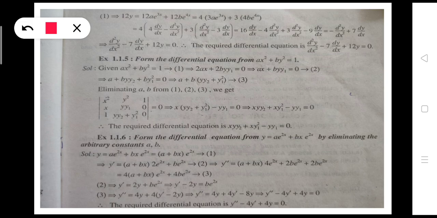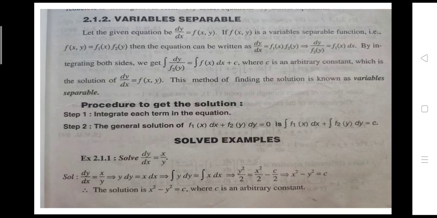From equation 3, y double dash is equal to 4y plus 4 into y dash minus 2y, and this is also written as y double dash is equal to 4y plus 4y dash minus 8y, and this is also written as y double dash minus 4y dash plus 4y is equal to 0. Therefore, the required differential equation is y double dash minus 4y dash plus 4y is equal to 0. Now continue the next problem and next concept.